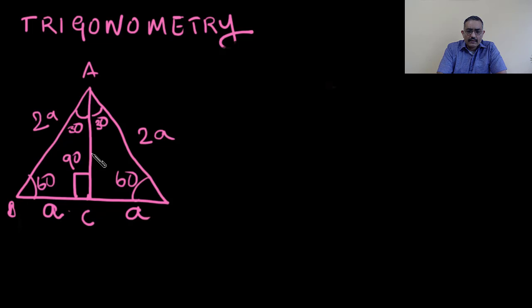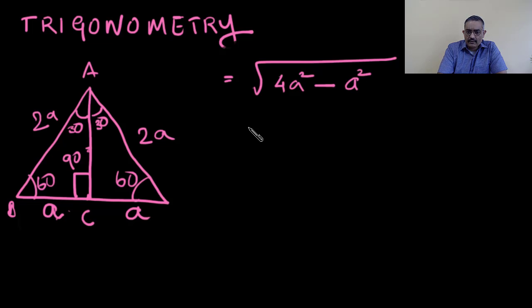for this right here, let's calculate what would be the size of this side. Alright, so this side would be the square root of the square of 4A squared, the square of this side, minus the square of this side, A squared. So this is equal to 3A squared, and that is root 3 times A.